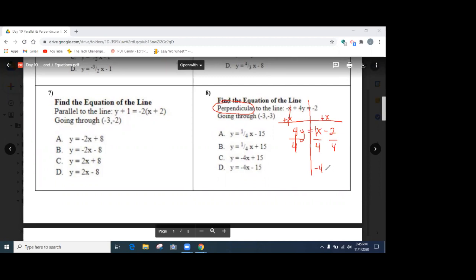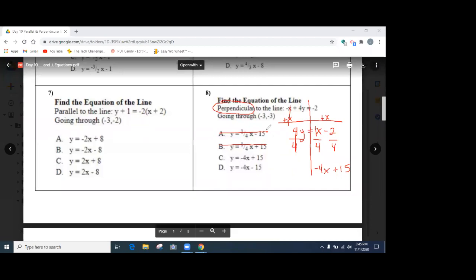So we know it's going to be -4x, and I'm going to go ahead and put plus x, and then we'll put plus 15 because it's not this one and not that one. So I'm going to type in C. Now, this is obviously extremely difficult.